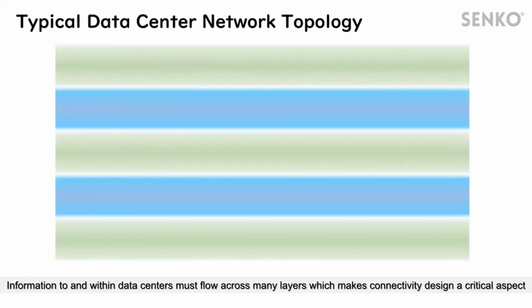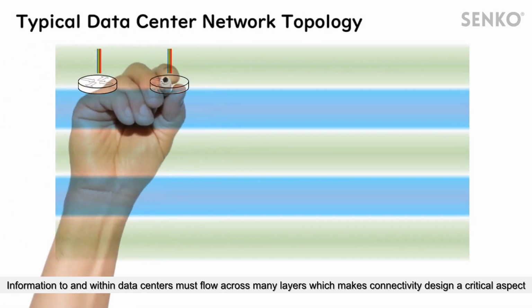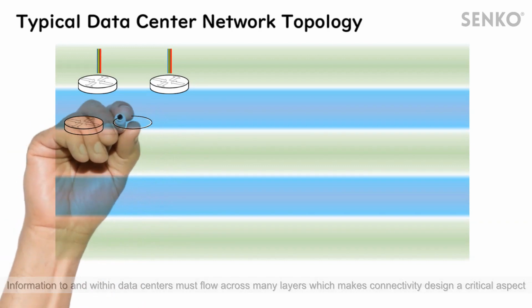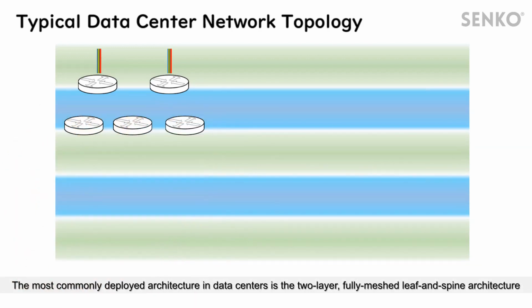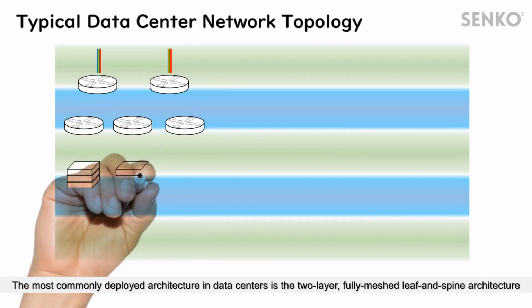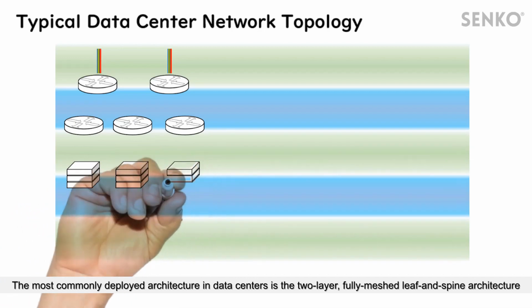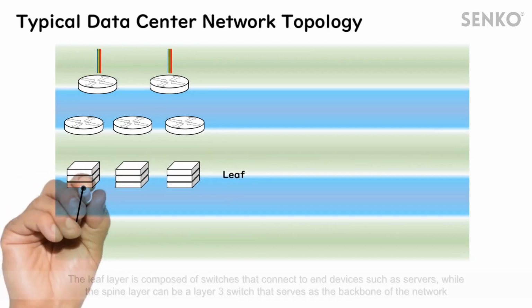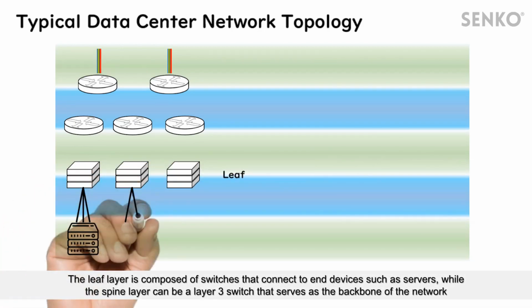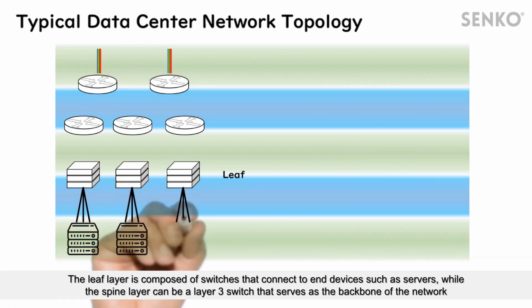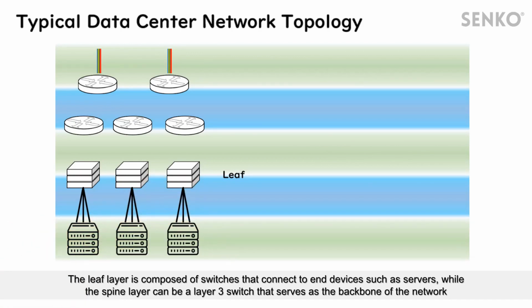Information to and within data centers must flow across many layers, which makes connectivity design a critical aspect. The most commonly deployed architecture in data centers is the two-layer, fully meshed leaf and spine architecture. The leaf layer is composed of switches that connect to end devices, such as servers, while the spine layer can be a layer 3 switch that serves as the backbone of the network.